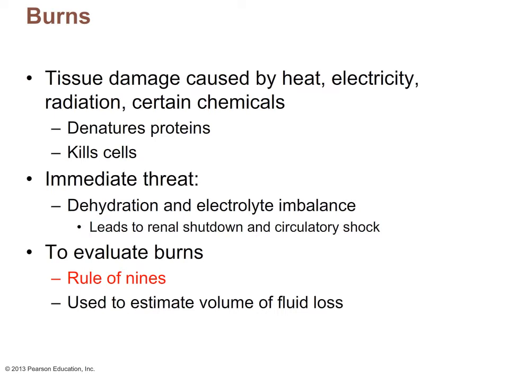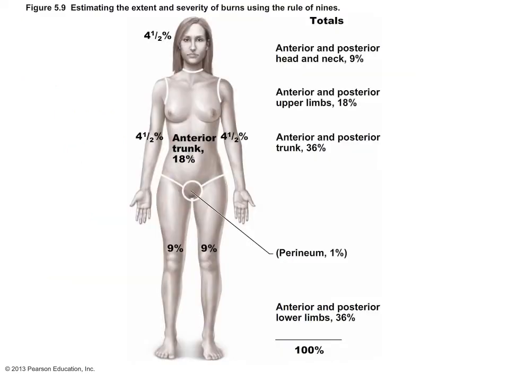Now, to evaluate burns, we have something called the rule of nines, which basically divides the body into 11 different areas, each of which is afforded 9%. And so it's a way to evaluate how much of the area has been damaged by burns, and therefore how much fluid needs to be replaced in the body. So this slide just shows a diagram depicting how we can use the rule of nines to estimate the amount of skin that's been affected by burns throughout the body.